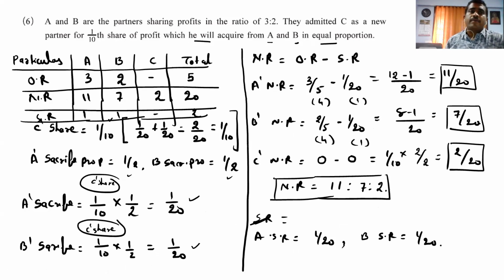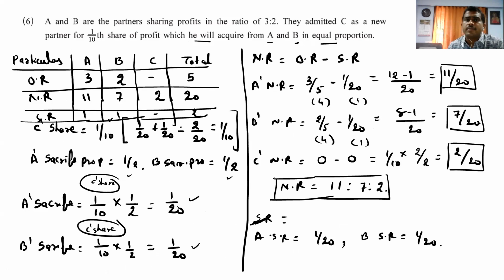Sixth question. A and B are the partners sharing profit 3:2. They admitted C as a new partner for 1/10 share of the profit, which he will acquire from A and B in equal proportion. So how to do? Particulars: A, B, C and total.